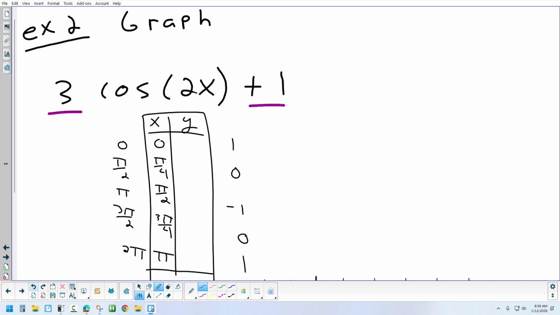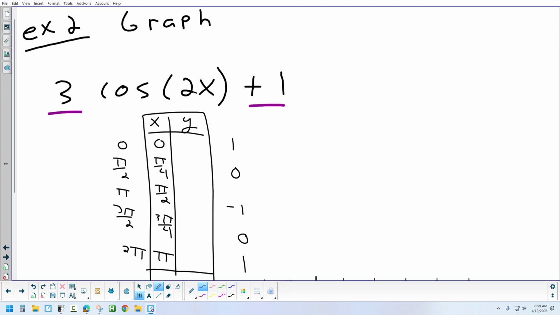Okay, and now y values. We know the 3 and the 1. We have to use both of them. Can anybody tell me what I'm going to do to all the y values, but also tell me the order I need to do it in? Like times this plus this. Or just, I need the right order. Yeah?